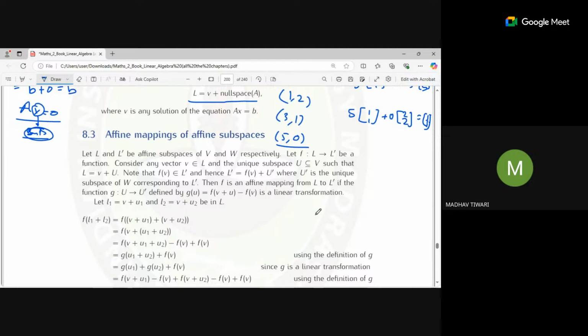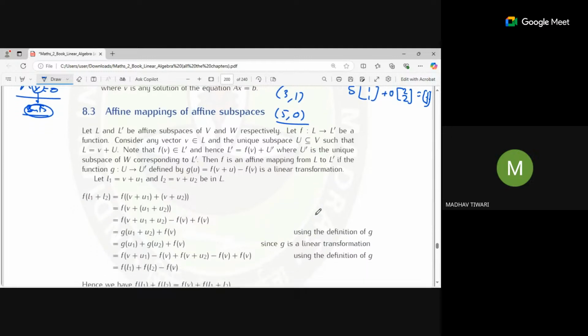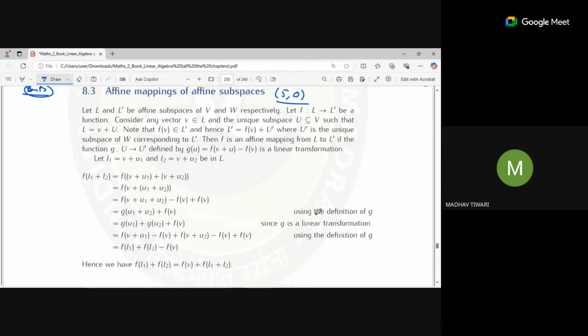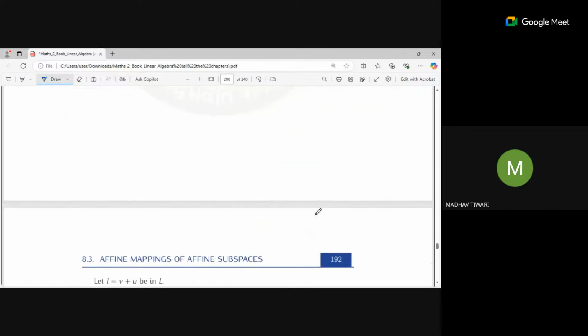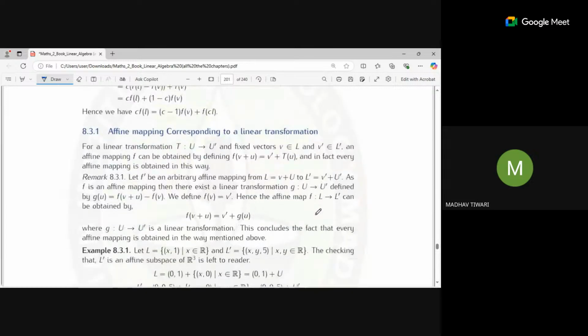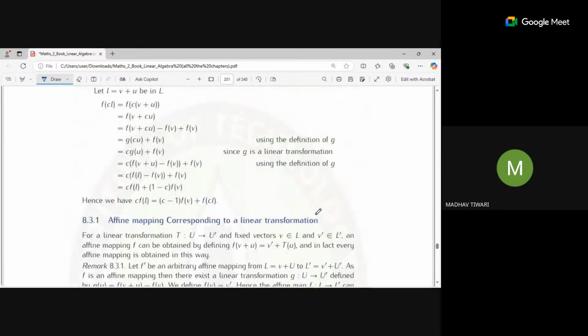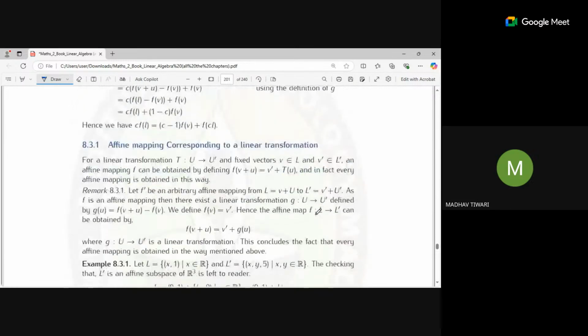So is that clear? Now let's continue. Here is affine mapping, or affine subspaces. Here some proofs and other things are given, so let me give you the insight of this in brief, instead of going through everything. So basically, what is this?